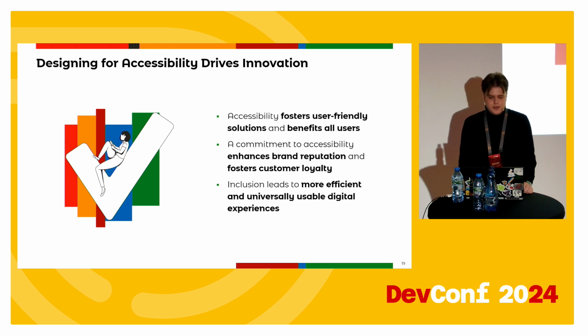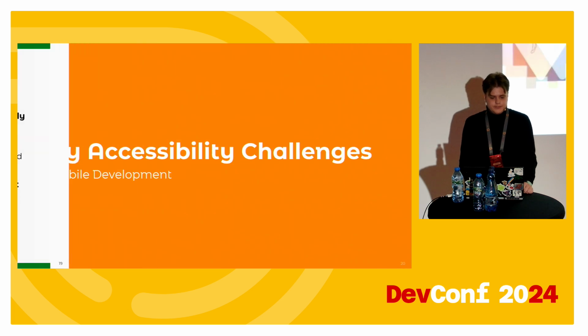Designing for accessibility benefits everyone. It drives innovation, making apps more user-friendly and efficient, and creates a better digital experience for all users. Companies that prioritize accessibility enhance their brand, attract new customers, and build loyalty among existing ones by demonstrating their commitment to diversity and inclusion. That's why it's crucial to integrate accessibility from the beginning.